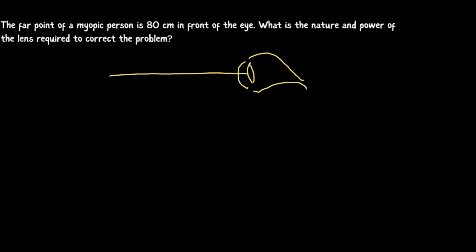So this is a myopic person. They can see nearby objects, that is, an object at 25 centimeters they are able to see. So this is the near point. The far point for a normal person is infinite, but for the myopic person it is given as 80 centimeters. So the far point is shifted to 80 centimeters.